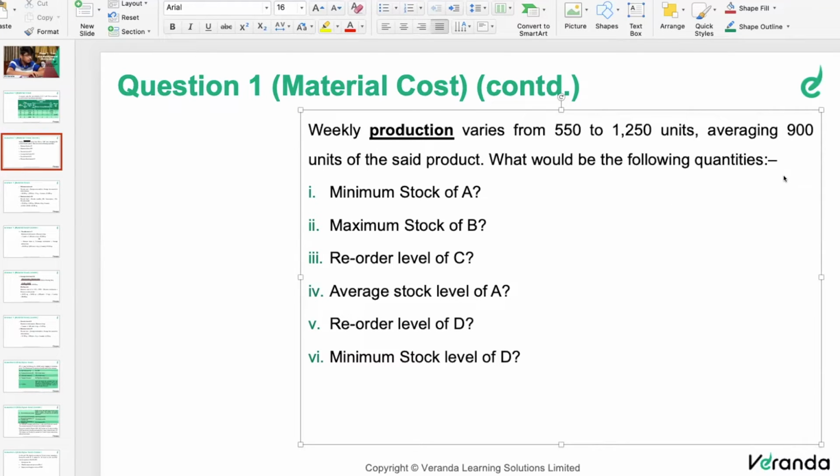Okay, able to follow or not? Clear? So in the formula, we are in material costing. In material costing, in the formula, maximum usage represents maximum usage of raw material, minimum usage represents minimum usage of raw material, average usage represents average usage of raw material. It's common sense only. But weekly production means finished goods.